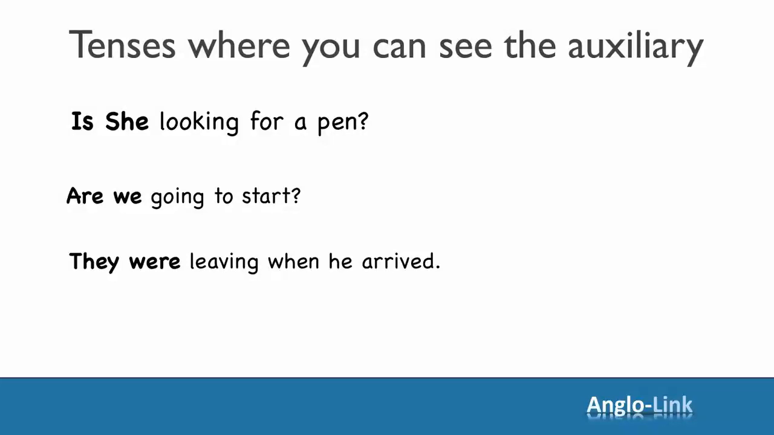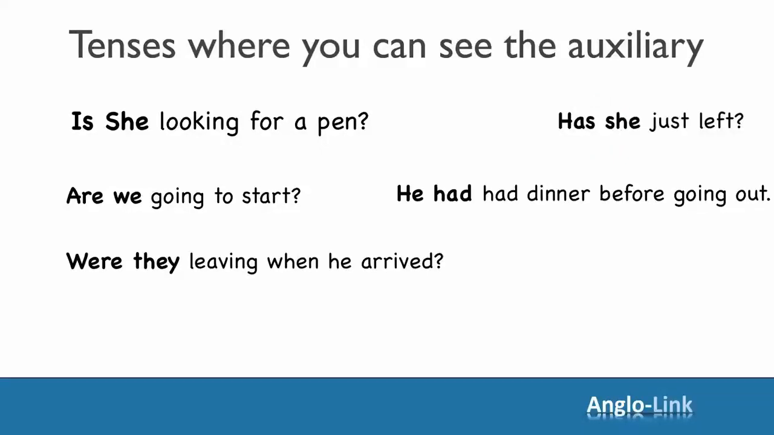They were leaving when he arrived. Put were before they. Were they leaving when we arrived? Here we have the present perfect with the auxiliary has. Just move it behind she. Has she just left?